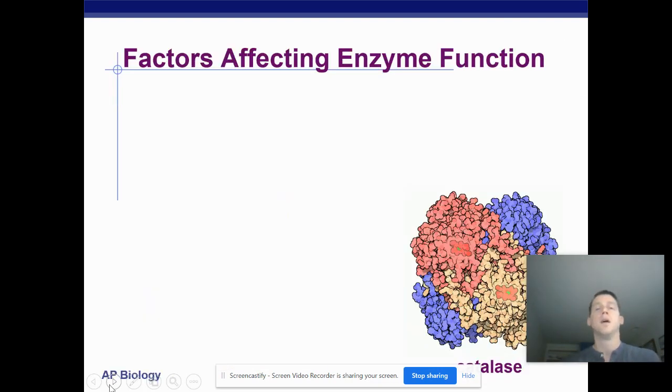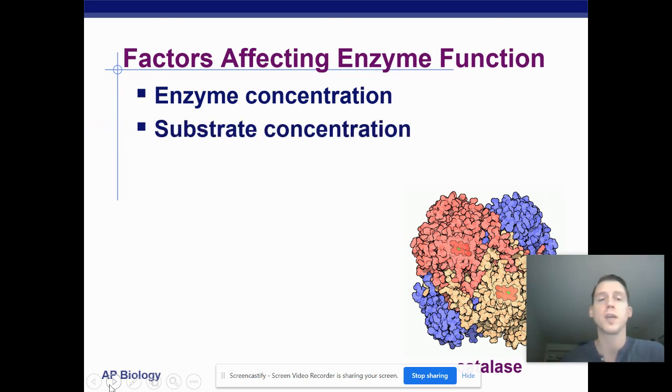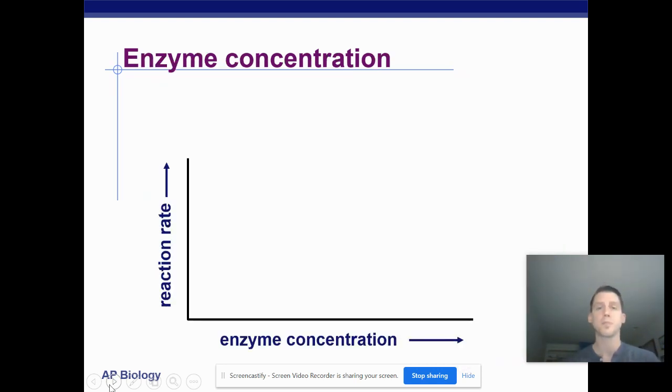So let's begin. Factors affecting enzyme function could include things like enzyme concentration, so how much enzyme is present in the cell or in the solution is going to affect how the enzyme works. Substrate concentration, how much substrate we're putting in the cell or the reaction. The temperature can affect the function, the pH, and there are things called activators and things called inhibitors. These both affect enzyme function as well. So we're going to begin by talking about enzyme concentration.